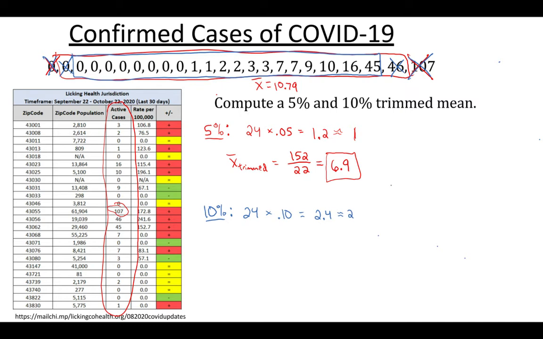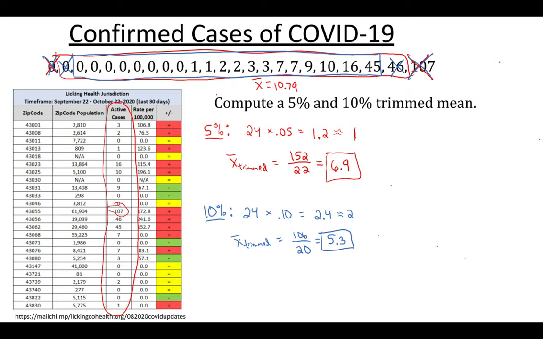All right, so then our trimmed mean is going to be, add up all those, you should get 106. And since we took off 4 of the data values, we're going to divide by 20. And that gives us 5.3. So it lowered it even more because we eliminated that 46, which is a pretty high number.